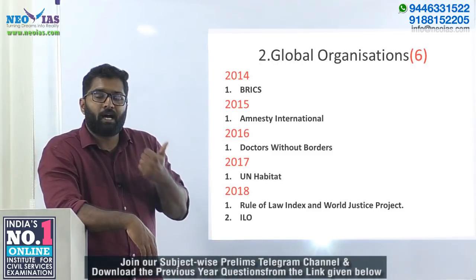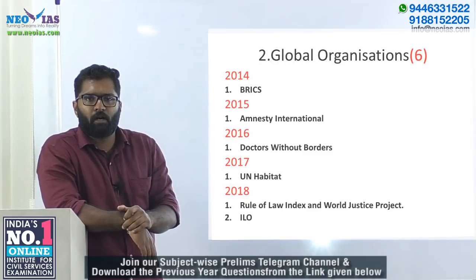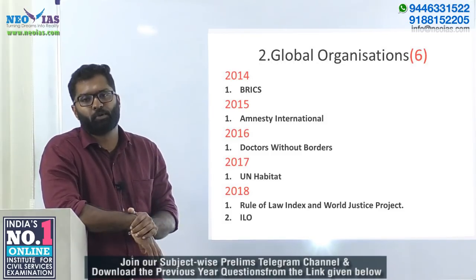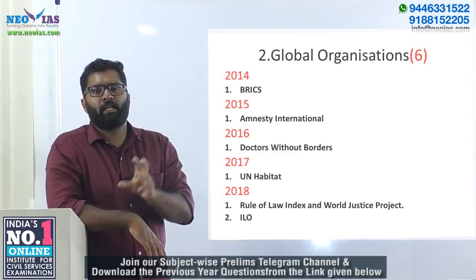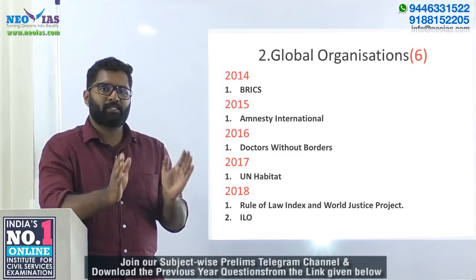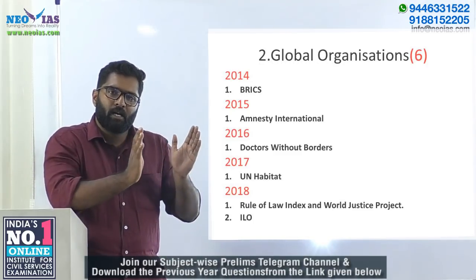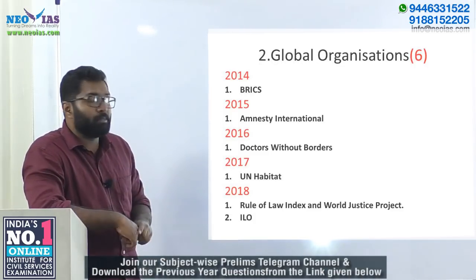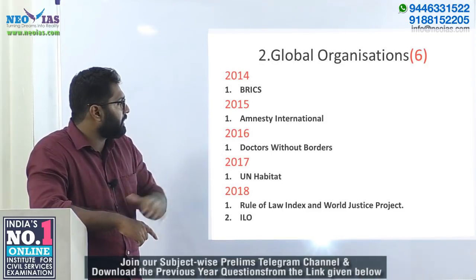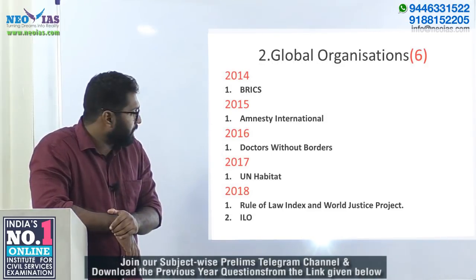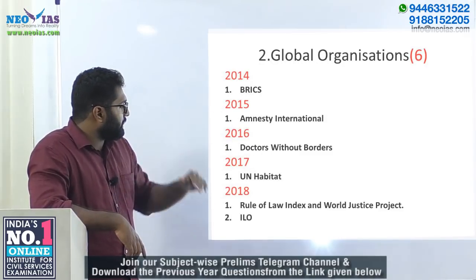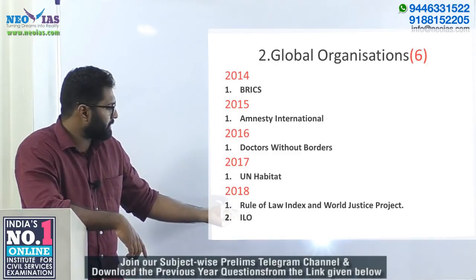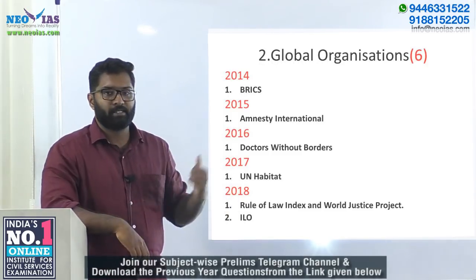And the other important area which UPSC has been consistent on is NGOs. So this is another area which you have to be very thorough with. You need to understand whether an organization is an intergovernmental organization or a non-governmental organization. In 2015, Amnesty International was asked. In 2016, Doctors Without Borders was asked. Okay, again, an intergovernmental, a UN organization, UN Habitat. Then 2018, we have discussed, okay, International Labour Organization and the Rule of Law Index and its report.